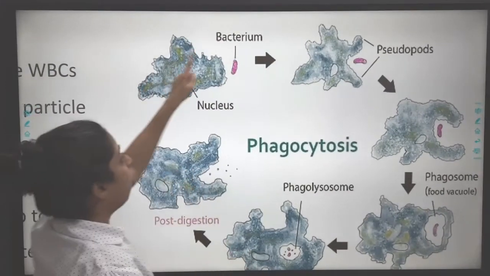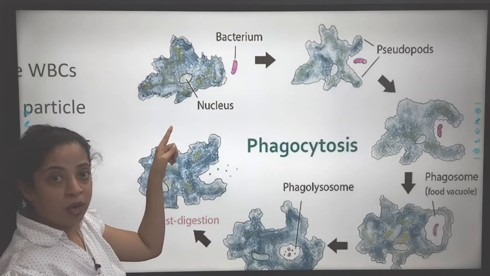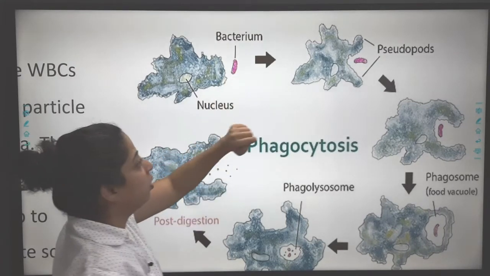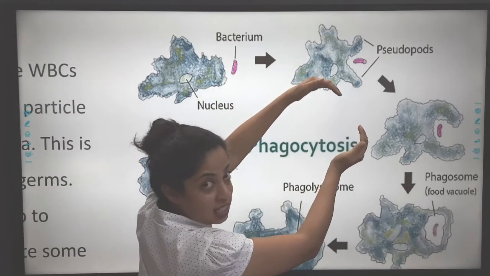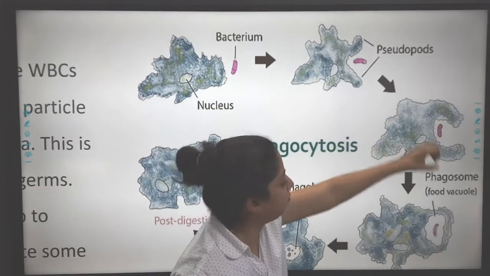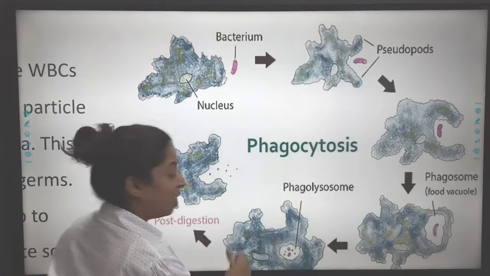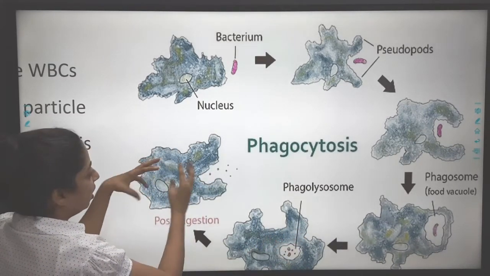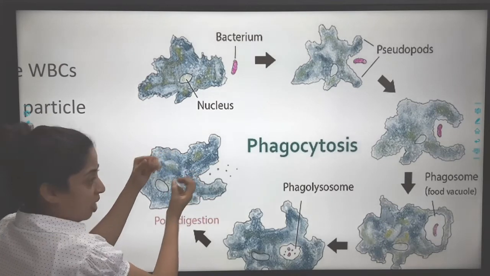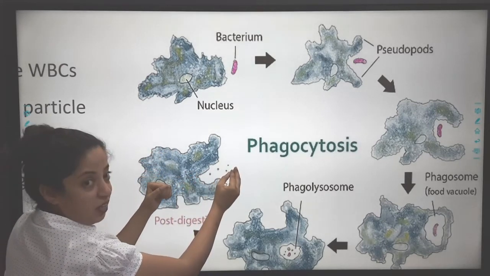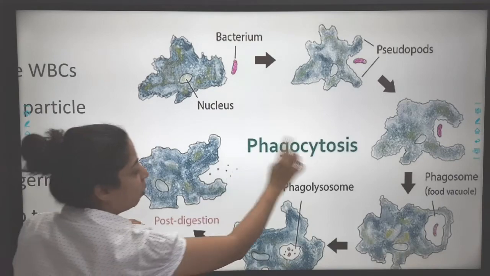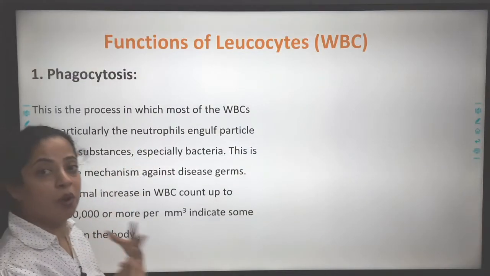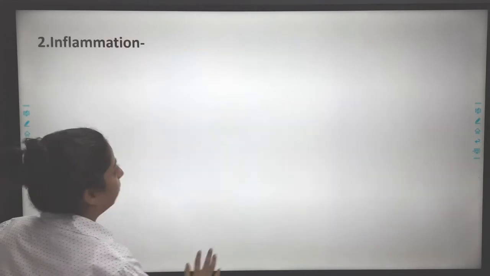Here, I already told you that WBC are amoeboid in shape. They can form pseudopodia. Whenever a bacteria comes, the WBC forms false legs, that is pseudopods, and engulfs the bacteria inside. Then the enzymes in the WBC act upon them and convert them into simpler substances. They absorb things and then release their waste. This process is known as phagocytosis, and neutrophils perform this function the most.